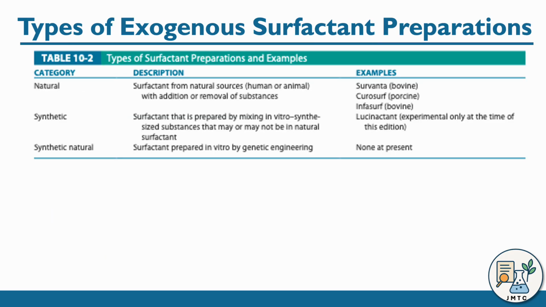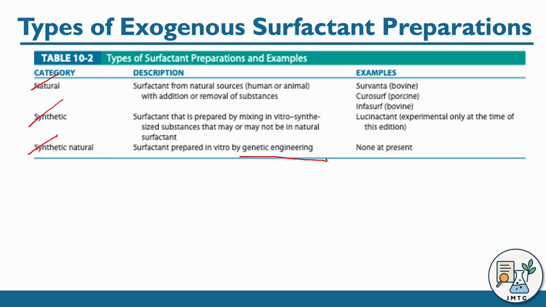But not all surfactants are the same. They differ sa ating source, composition, and effectiveness. So, meron tayong 3 classifications of exogenous surfactants: natural or modified natural, synthetic, at saka synthetic natural, or what we call yung genetically engineered exogenous surfactant. We start with the natural or modified natural surfactant.